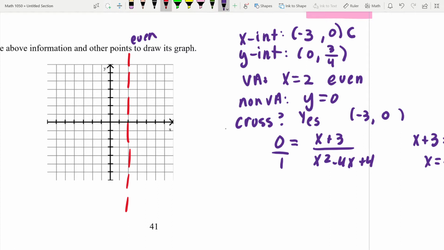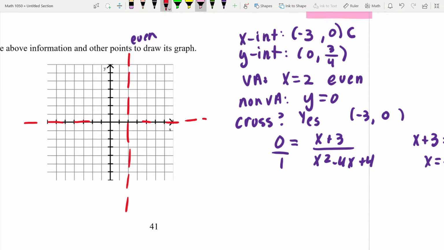Y equals 0, dash it, leave it open. Hey, let me tell you something right here. People feel uncomfortable drawing the asymptote on top of the axis, so they'll do a little bit above. That's wrong. It's on the axis. Do not feel uncomfortable dashing on the axis.